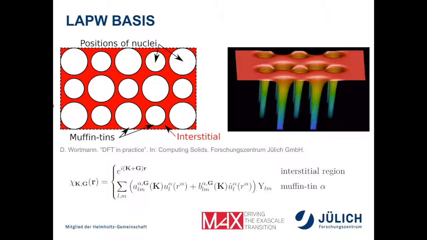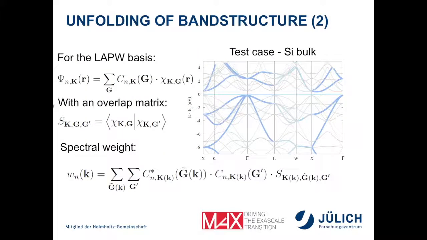And this basis is very useful because it already incorporates this 1 over r behavior of the Coulomb potential, but it's not orthogonal. And if you now try to restrict your sum and calculate the weights, you get this additional overlap matrix. So then the spectral weights, which we are looking for, don't look as simple as they did for plane waves, but have this additional term of the overlap matrix.